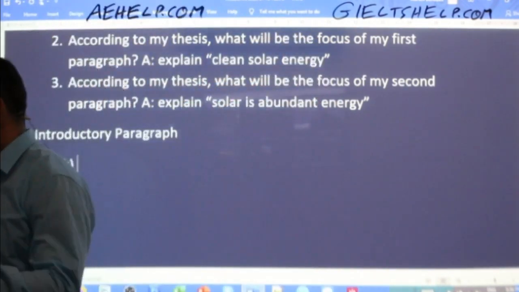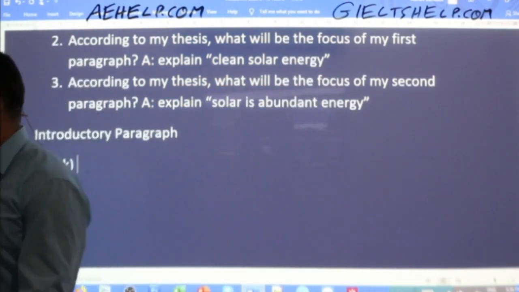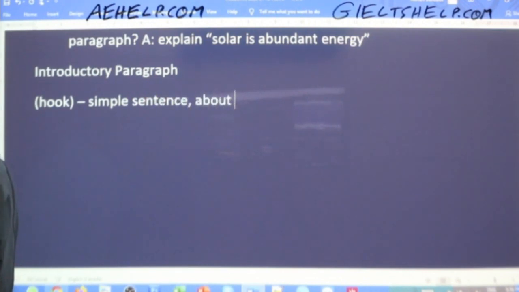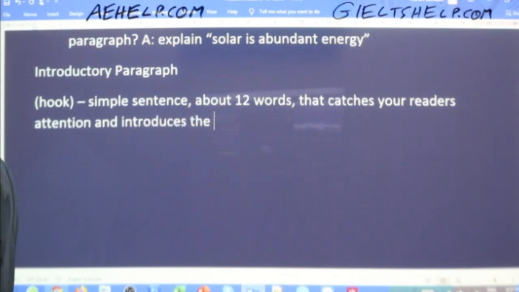All right, anyway, back to the point. So here, let's start with the hook. The hook is a simple sentence, about 12 words, that catches your reader's attention and introduces the topic. So the topic in a very, very simple way here is energy or power.